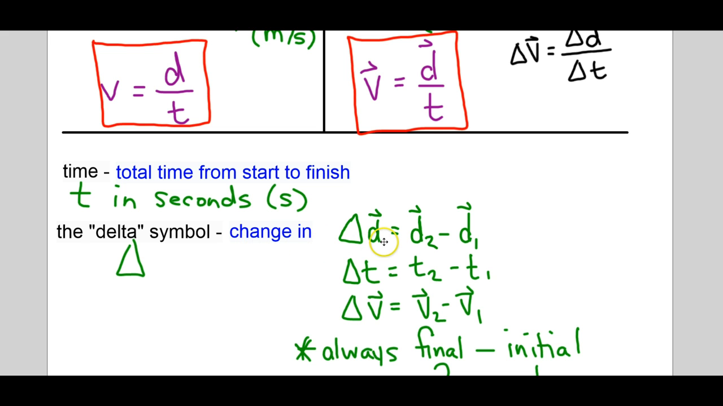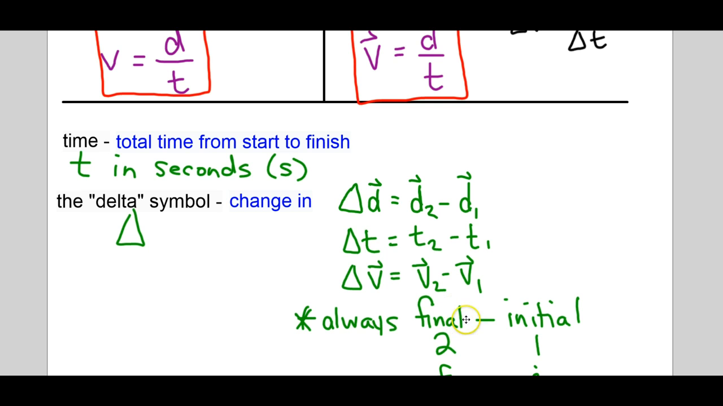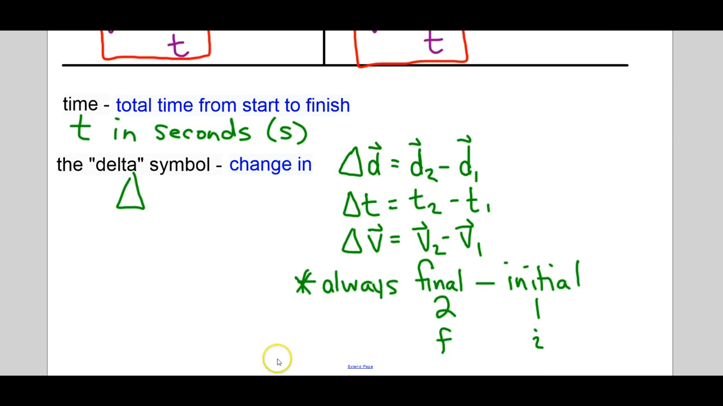So for instance, if we wanted to know our total displacement or our change in displacement, we would be taking our final displacement minus our initial displacement. The 2 to represent your finishing position, 1 to represent your initial position. Some textbooks, and I think ours does this, instead of using a 2 and a 1, they might use an F and an I, so for final minus initial. So when we're talking about displacement, time, or velocity, if you see this delta symbol in front, it means the change in. What was your finishing value subtract your initial value?